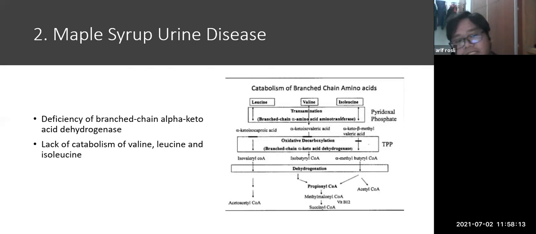Next is MSUD, maple syrup urine disease. It is due to deficiency of branched chain alpha keto acid dehydrogenase. And in turn, as a result of this, there will be lack of catabolism of valine, leucine, and isoleucine, the branched chain amino acids, and the accumulation of the branched chain amino acids is the one that's causing the problem.